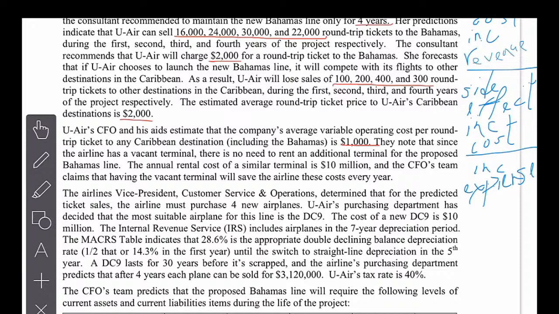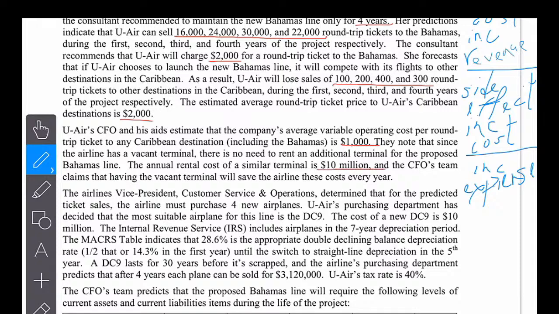But we have to take into account that even though it was vacant and even though it's not being used, there's opportunity there. There's a market value for that terminal. If the firm decides to use it for the Bahamas line, that means that it is no longer available for rental to other airlines or for other purposes of their own. So there's an opportunity cost to taking this terminal and using it yourself.